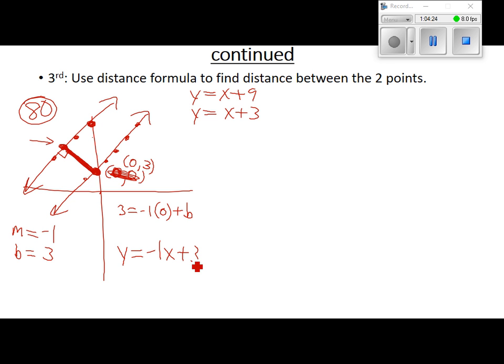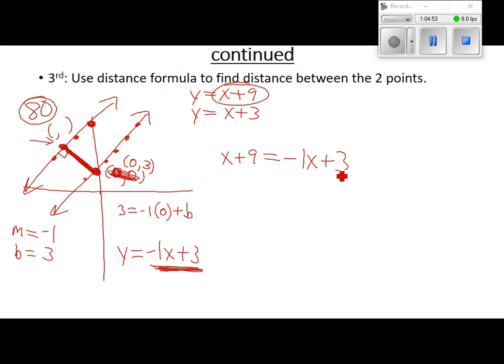Now once we have this new equation, we're going to take this part. We're trying to find this point right here. So what we're going to do is we take that part and this part from that other line, and we set them equal to each other. So x plus 9 equals -1x plus 3. Now I know these two look sort of alike. Don't get them confused though. It doesn't have anything to do with the other.